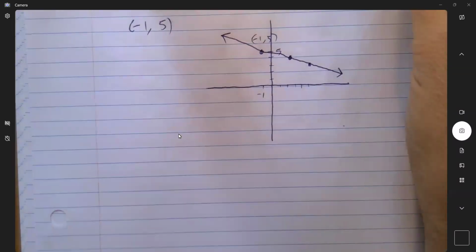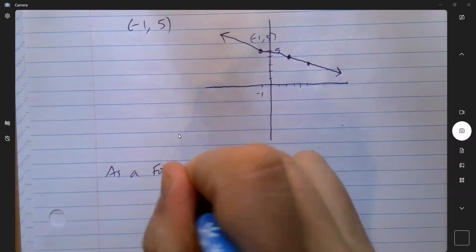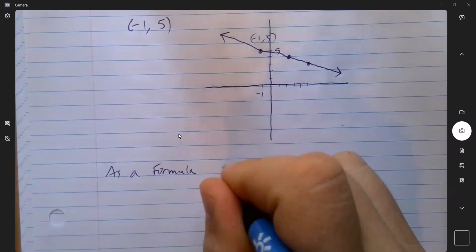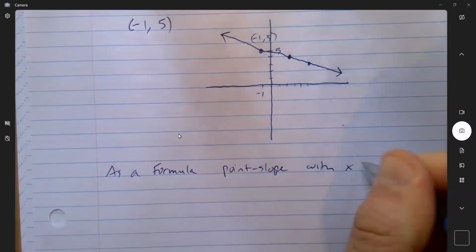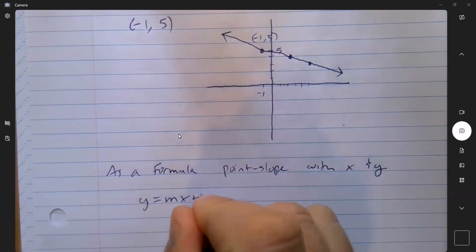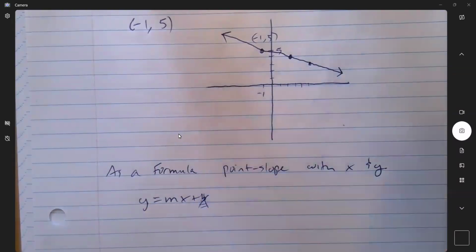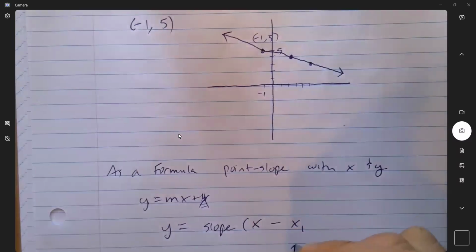Now, how do we write this as a formula? We can write the point-slope form with my x and y, but instead of y equals mx plus b, I don't know b, so I can't write it that way. Instead, I say y is the slope times x minus that first, call it x0.